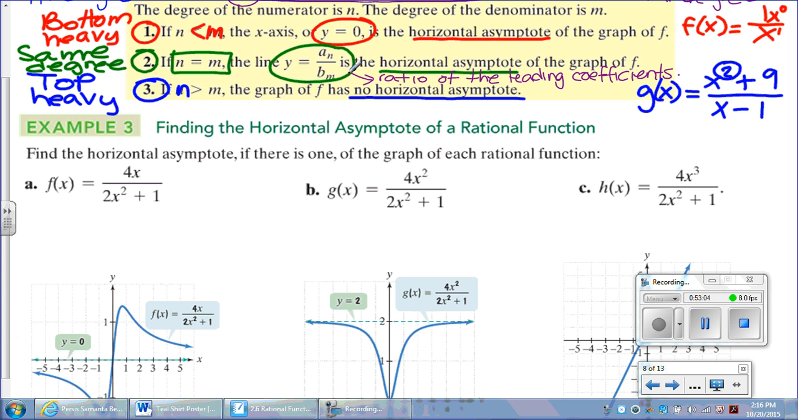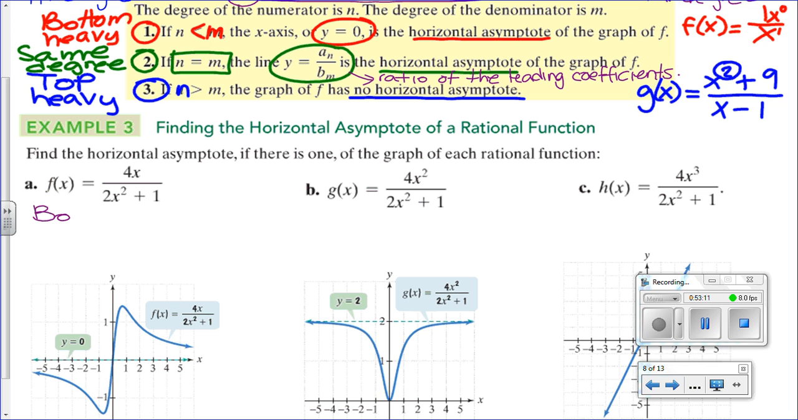Okay, so let's see. The first example, is that top heavy, bottom heavy? Bottom heavy, right? The degree of the denominator is 2. The degree of the numerator is 1. So because of that, do we look at condition number 1, 2, or 3? Number 1. So what is the horizontal asymptote here? 0. Now, if you're talking about a horizontal asymptote, make sure you use the variable y. Because if you say x equals 0, that will be wrong. x equals a number represents vertical lines, and I don't want you to count those points incorrect on your test.